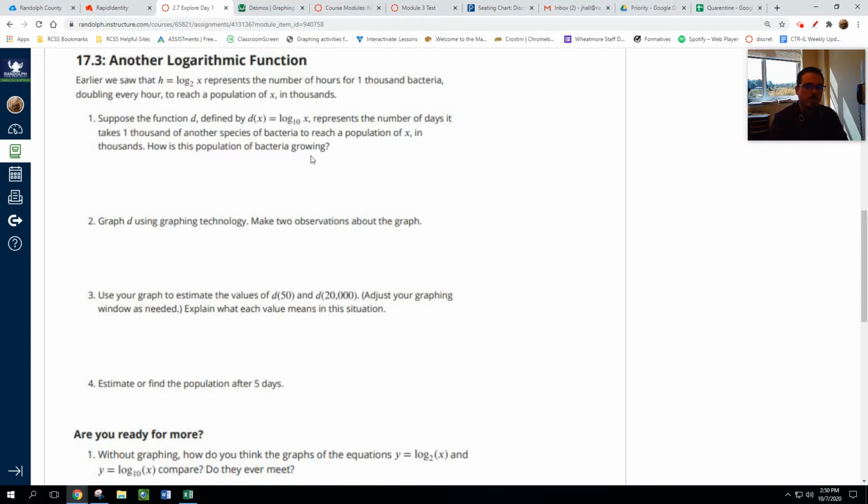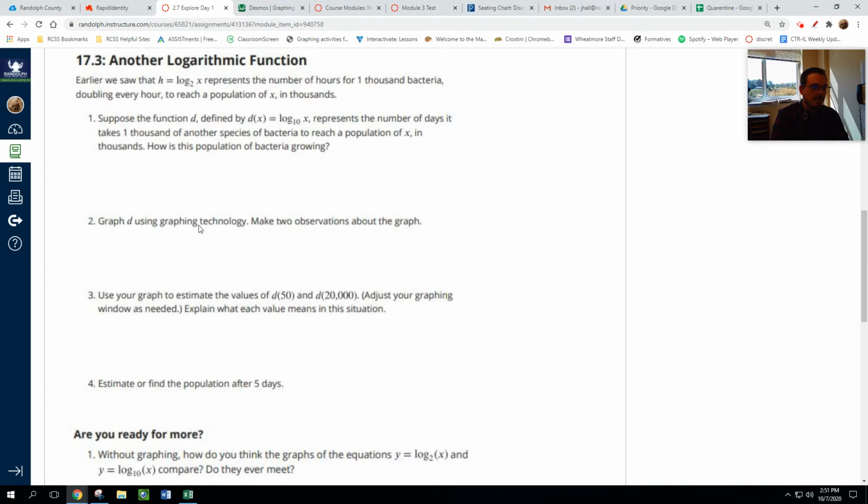So before we saw it was doubling, and the doubling was down here underneath. So if now we have a 10 as the base, how is this population growing? In this case, we would say that the population is multiplying by 10. Okay, population is multiplying by 10 every day. Not in hours, right? Number of hours, number of days. Doubling every hour. This one is multiplying by 10 every day.